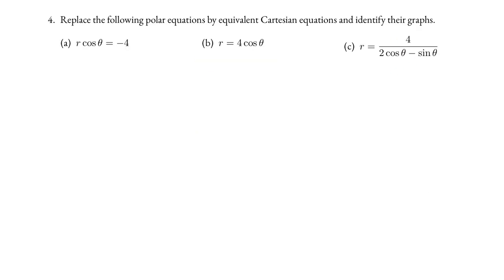Another example, replace the following polar equations by equivalent Cartesian equations and identify their graphs. Notice that the equations given are in polar r and theta. We want the equation in the form x and y, but we know that r cosine theta by definition is x. Thus, this is x equals negative 4. Identifying the graph, this is a vertical line, x equals negative 4.